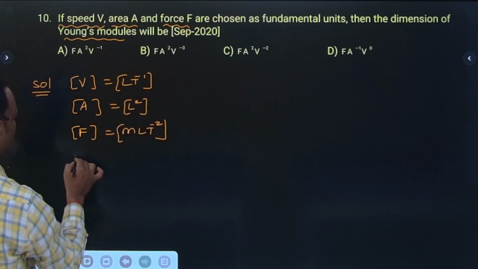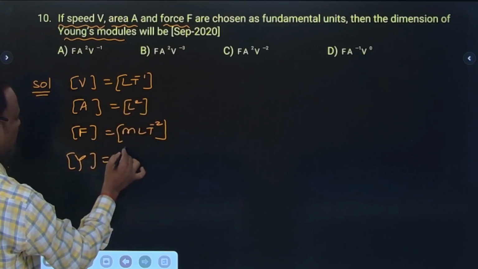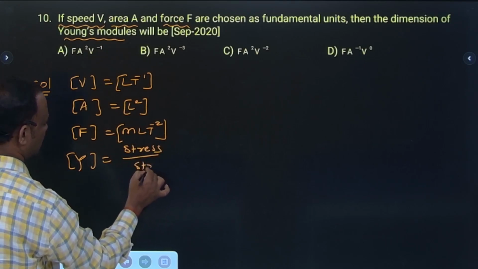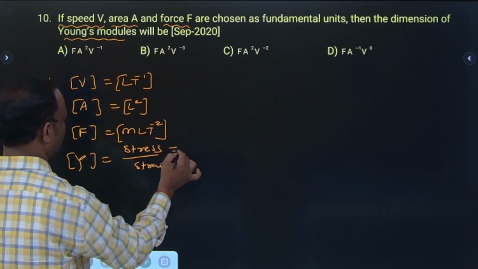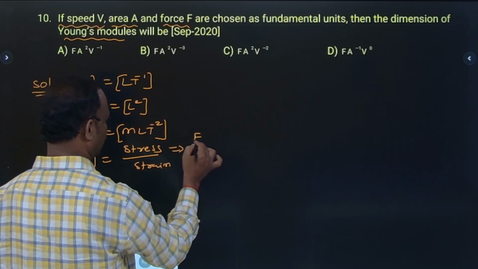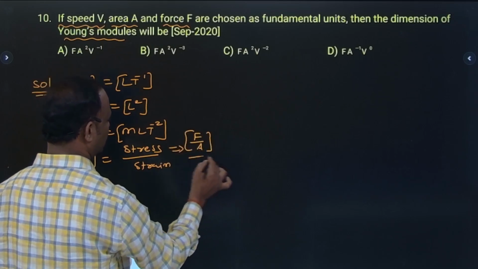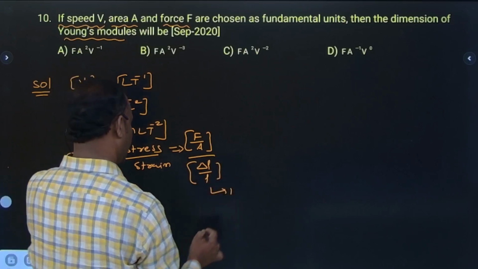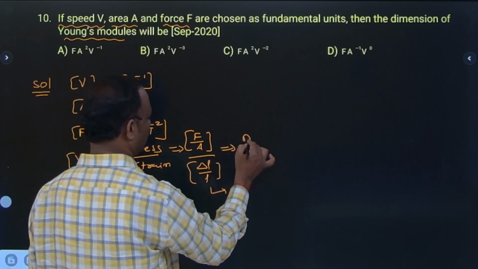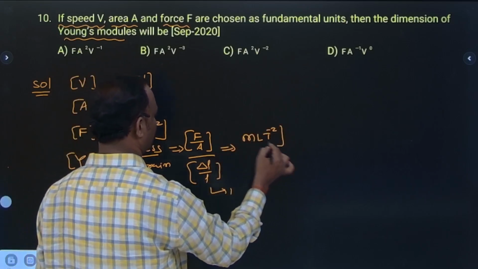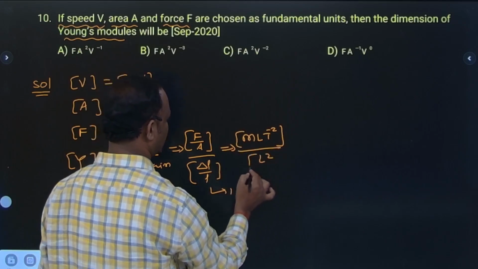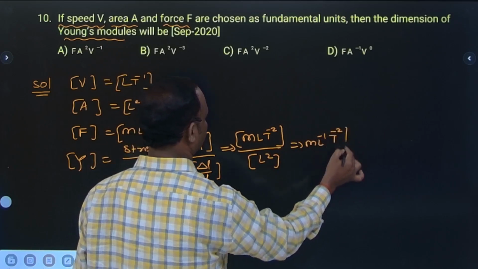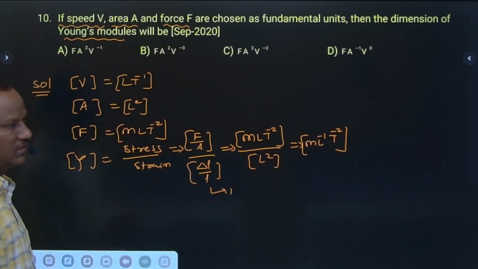Young's modulus Y is equal to stress by strain, correct? What is the dimension formula of stress? Force F by A, divided by strain, delta L by L, which is dimensionless. So we write MLT minus 2 by L square, and this becomes ML minus 1 T minus 2. That's it, that part is over.